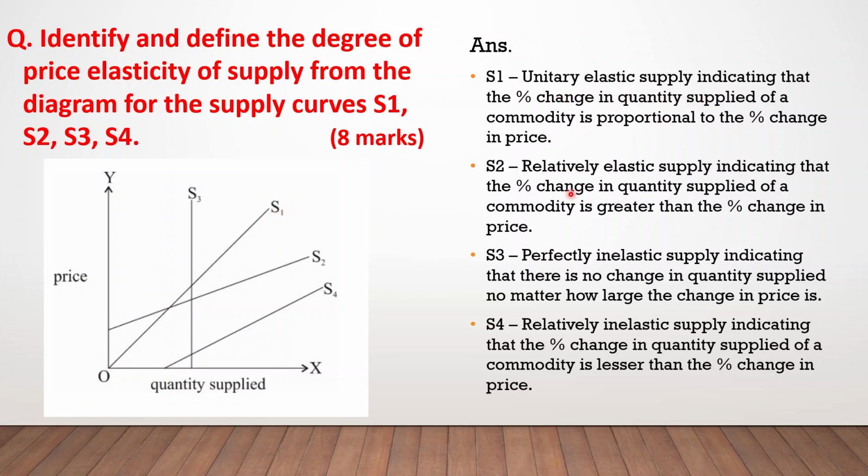It indicates that the percentage change in quantity supplied of a commodity is proportional to the percentage change in price, because the question says define also. So you have to identify the term. So this is identification, and the second part of the answer is the definition of that degree.